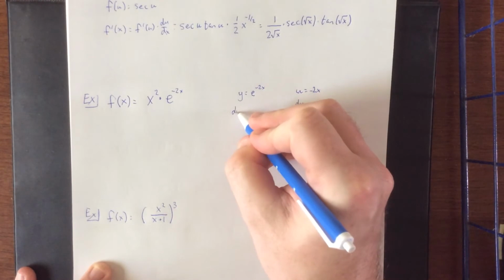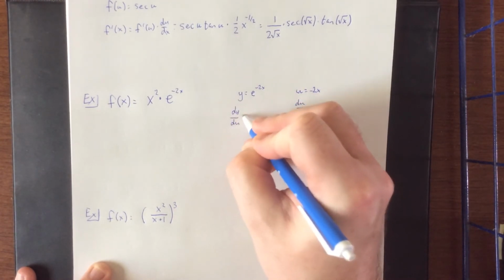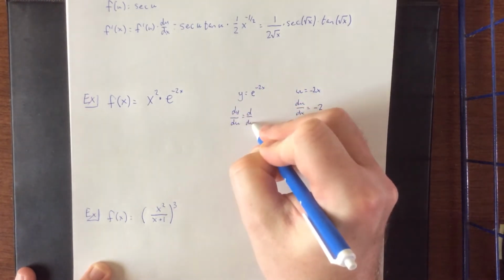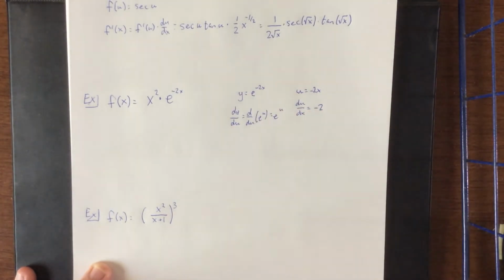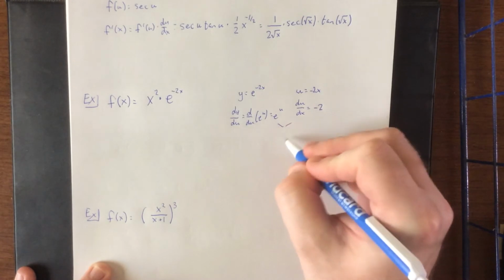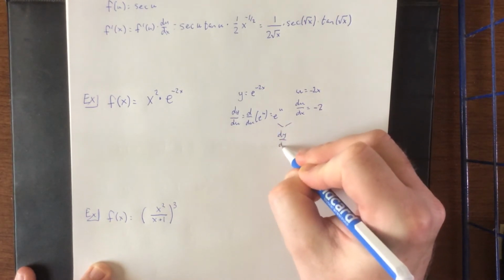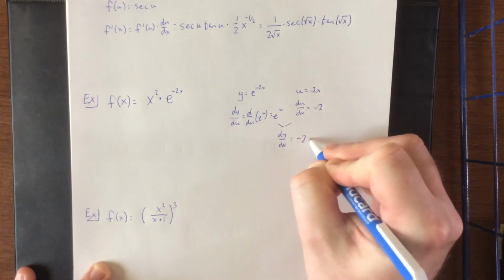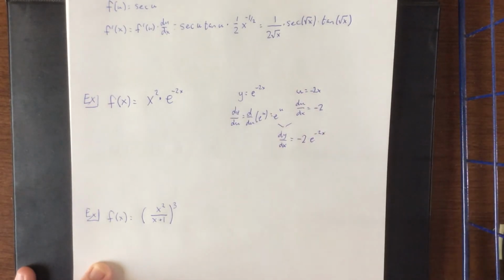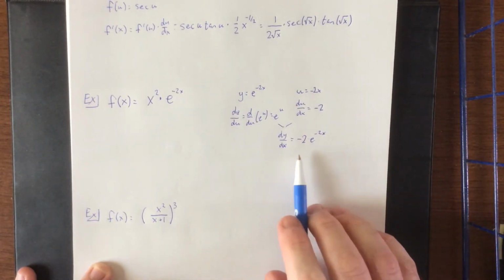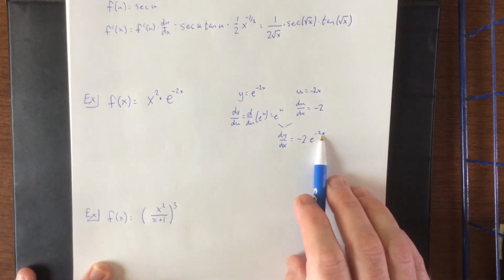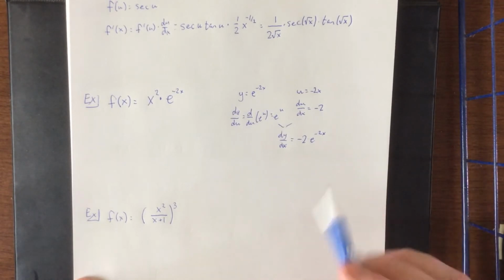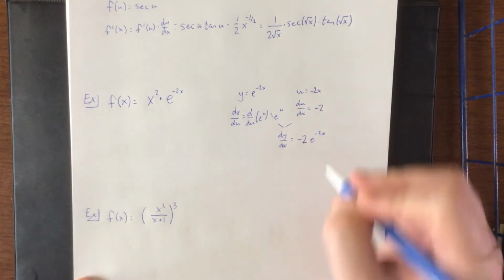So the derivative of y with respect to u would be the derivative with respect to u of e to the u, which thankfully is just still e to the u. So combining these together, we're going to get that this derivative is equal to negative 2 times e to the negative 2x. In fact, more generally, when we're taking the derivative of a composition of two things and the inside function is linear, then the chain rule is going to contribute the slope of whatever that linear function was.